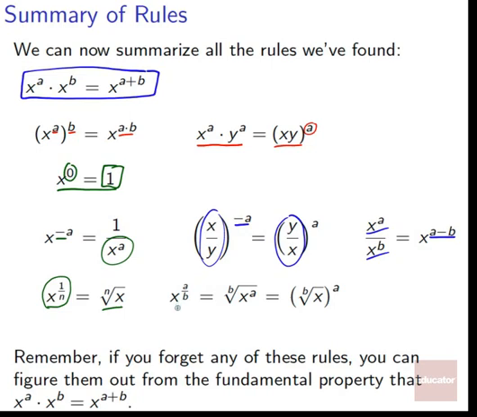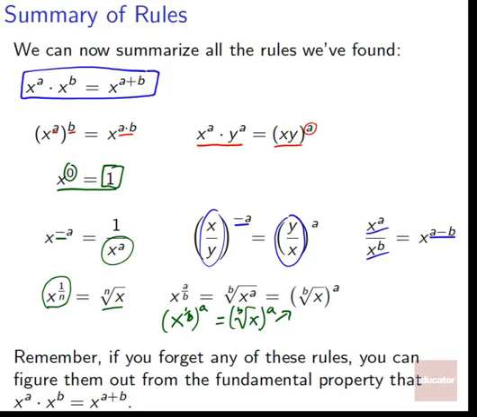X to the a over b is equal to the bth root of x to the a, right? Because as opposed to splitting it this way, we can split the exponent as 1 over b times a, which we'd see as the bth root of x, all raised to the a. And that's where we're getting that. So two different ways of looking at it. Sometimes it'll be more convenient to have the bth root of x to the a. Other times it'd be more convenient to have the bth root of x all raised to the a. It'll depend on the specific problem.